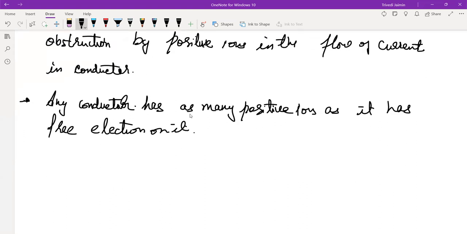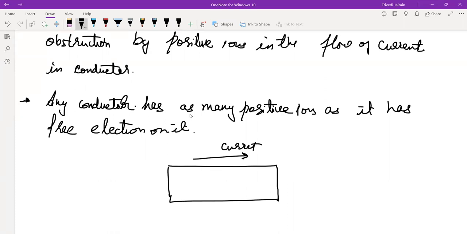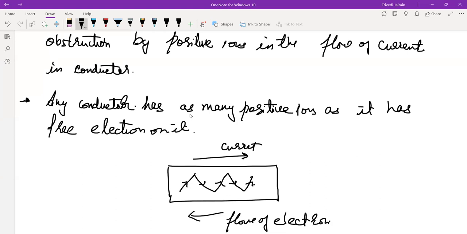If I draw a solid here, this is your flow of current. From here, it starts moving randomly. This side, flow of electrons. So what is happening here? Electrons continuously collide with positive ions in the conductor.